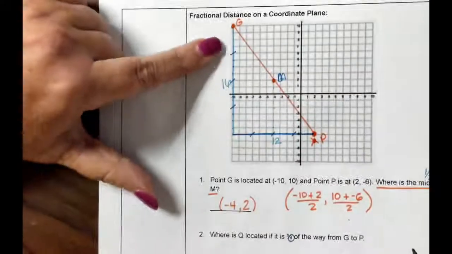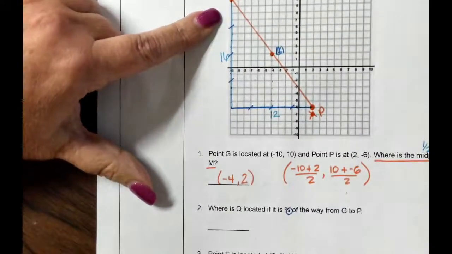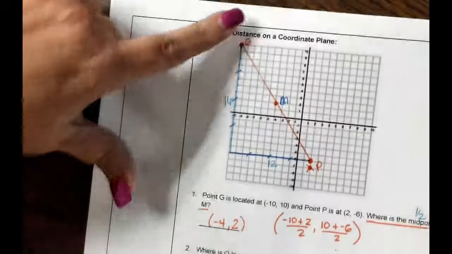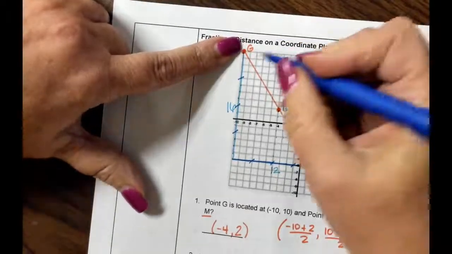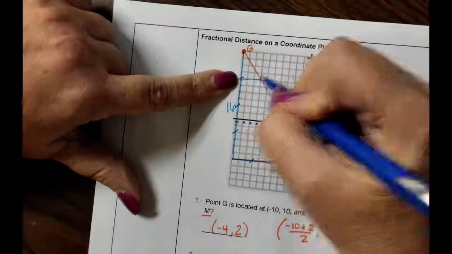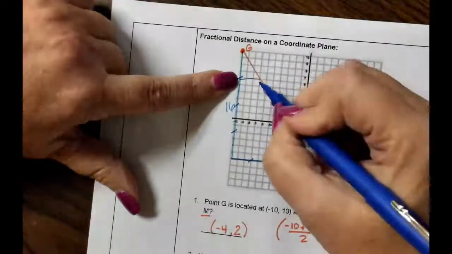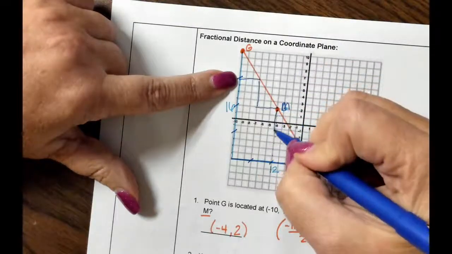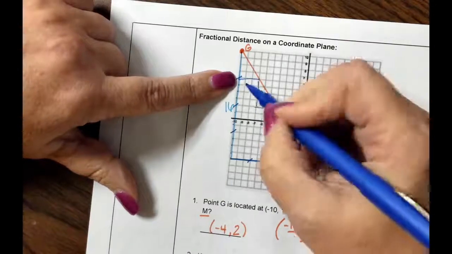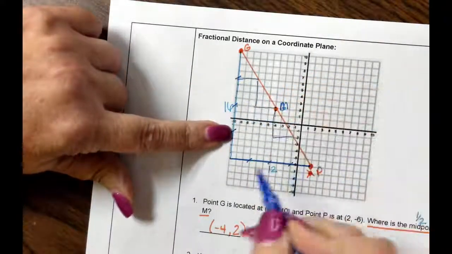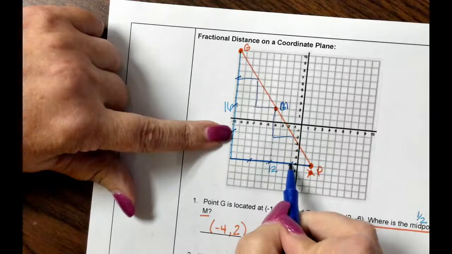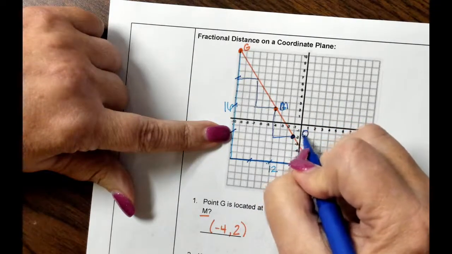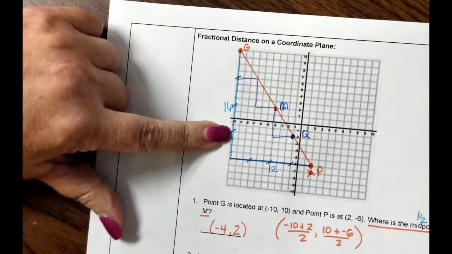Now I want to be 3/4 of the way from G. That means I'm going to start up here at G, and here's what I'm going to do. I'm going to go 1, down 4/3, 2, down 4/3, 3, down 4/3. So I'm going to go 1, 2, 3, and 1, 2, 3, and then I'm going to end up right there. That is where point Q is located, at -1, -2.